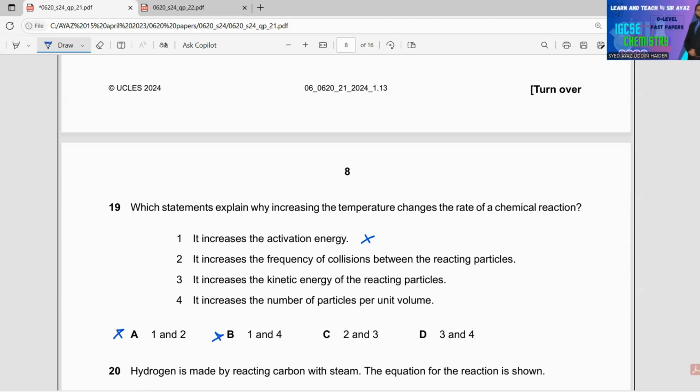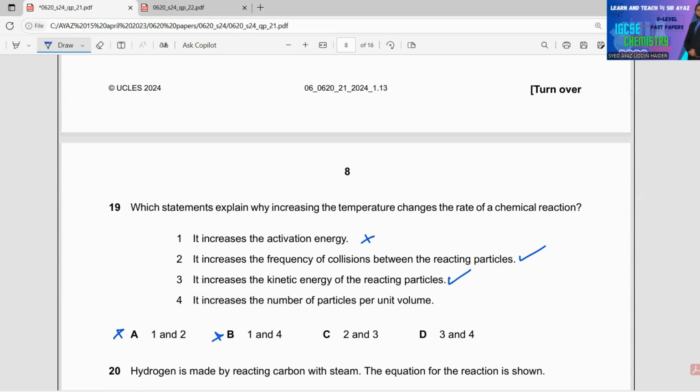2, it increases the frequency of collisions between the reacting particles. Yes, it's correct because if you increase the temperature, the particles have more energy. They will collide with a higher frequency. Number 3, it increases the kinetic energy of the reacting particles. Yes, increasing the temperature will also increase the kinetic energy of the particles. So this is also a correct statement.